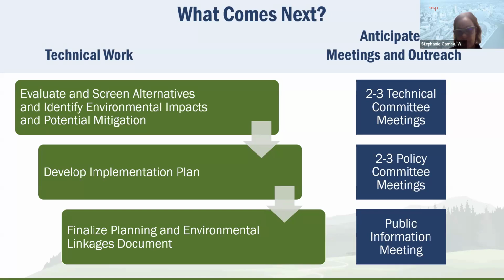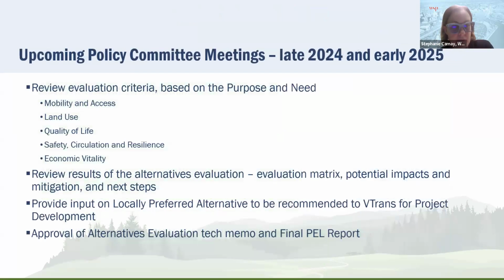It potentially could be more. Right now, we're thinking one public information meeting, and during that meeting, we would be sharing the results of the evaluation and any recommended alternatives. So I'll go to the next slide and go into a little bit more detail what we'll be looking at with the policy committee. So again, it'll be 2 to 3 meetings.